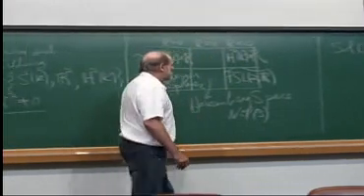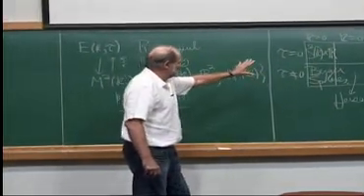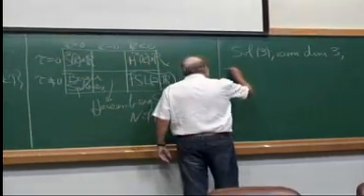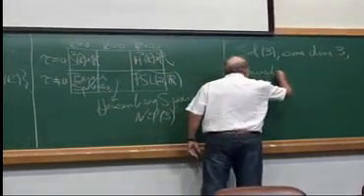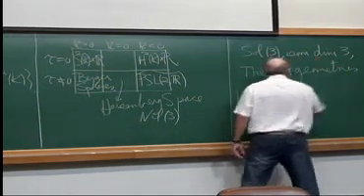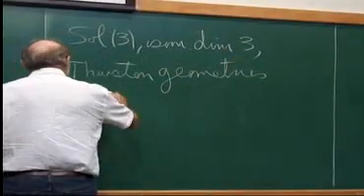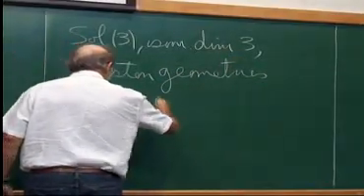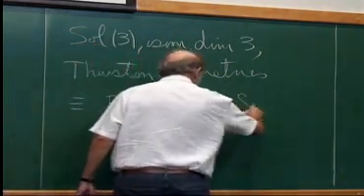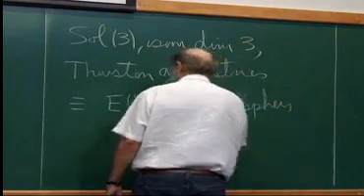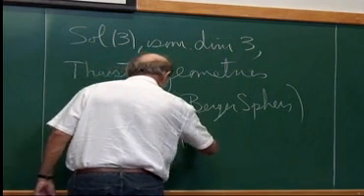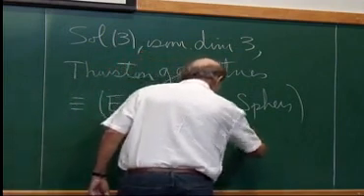But if one takes Solve 3 plus these spaces minus the Berger spheres, one gets Thurston geometries. The Thurston geometries are precisely E of kappa tau minus Berger spheres, union Solve 3, union the space forms.